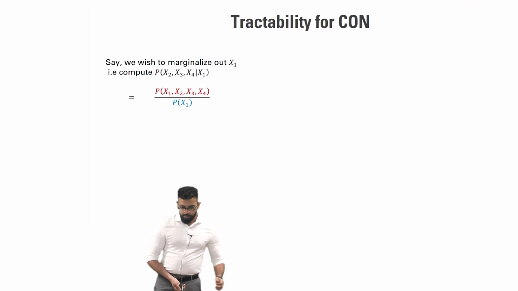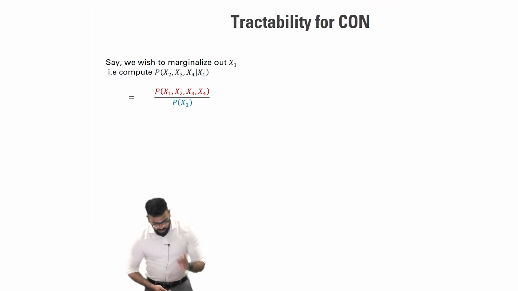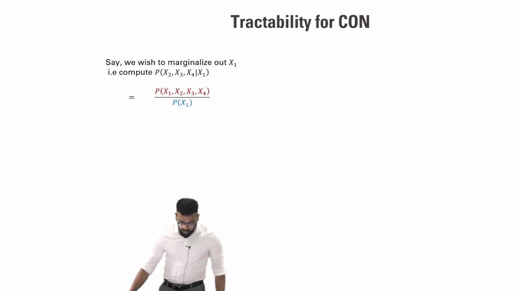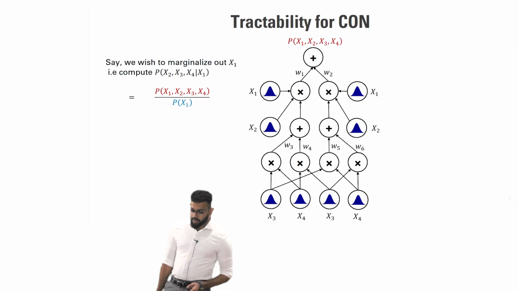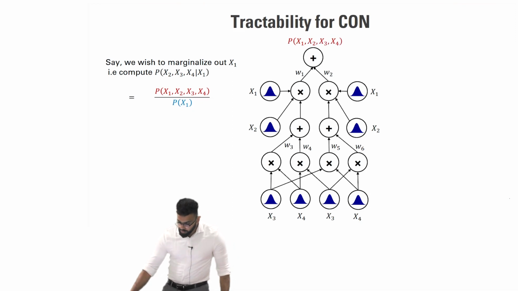So let's make this more formal. If you're interested in looking at the conditional over x2, x3, x4, given x1, this is what the Bayes rule gives you, right? Now we know that you can compute the joint density just by a bottom-up evaluation, right? And we know how to do marginal inference.